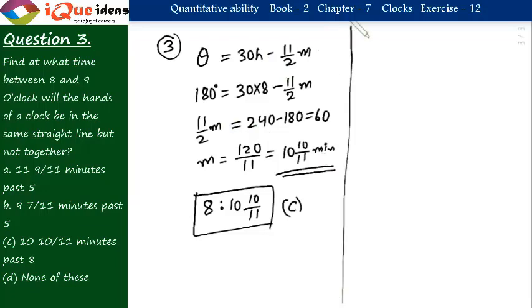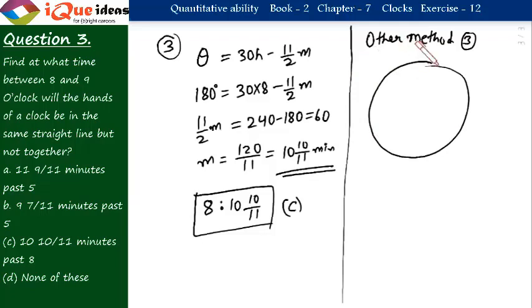For the other method, you again start from 8 o'clock. For the other method of question 3, you draw the situation at 8 o'clock first. So what is the situation at 8 o'clock? At 8 o'clock, the minute hand is here at 12. This is the minute hand, and it is going in this direction at a speed of 6 degrees per minute. And the hour hand is at 8. Alright, so I am showing 6, 7 and 8 all.